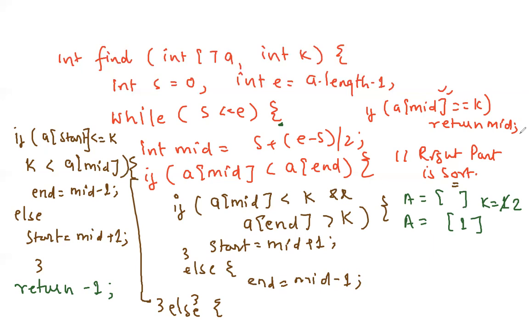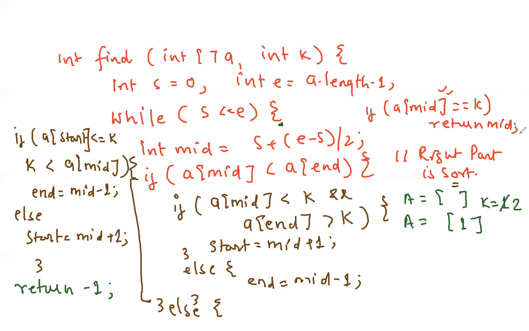So s is equal to 0, and e is equal to 0 as well. So it will come to the while loop. It will calculate the mid, so my mid is 0. So first it checks whether a of mid is equal to k. So it's wrong, so it will come to the if conditions. So in the first if condition, it will check a of mid, which means 0.